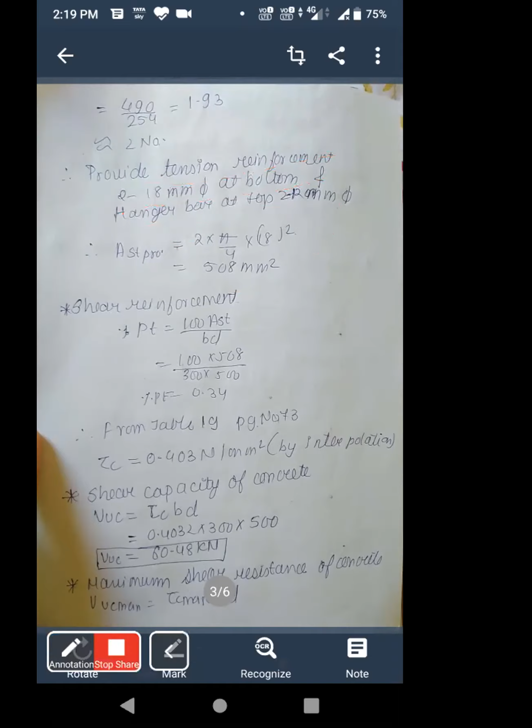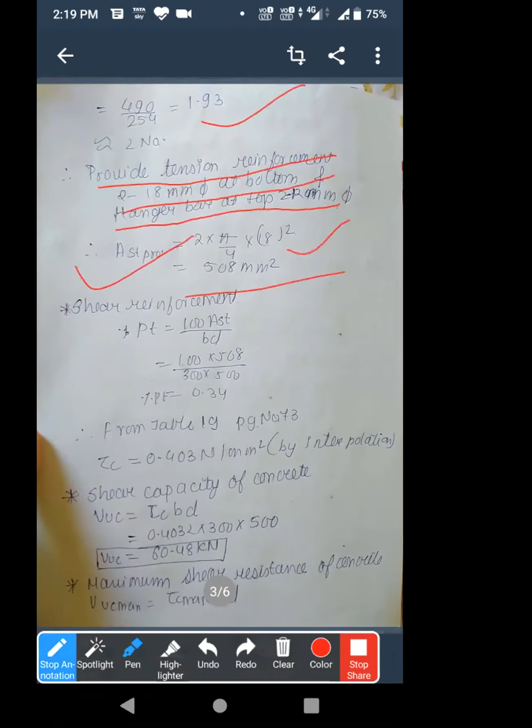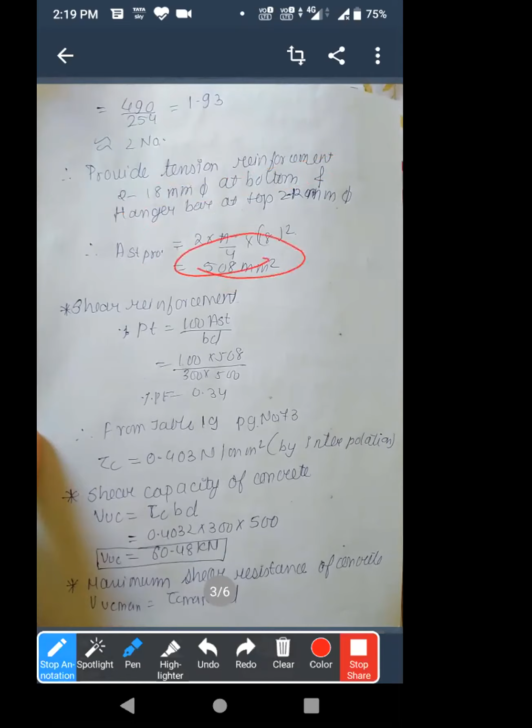Now you have to calculate the shear reinforcement. For this, as you know the Asc value, by this Asc value you can calculate the percentage pt. You know the value of d. Now from Table number 19, page number 73, by doing the interpolation, you can find the tau c value, that is 0.403 Newton per mm square.